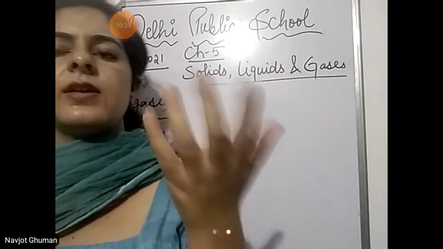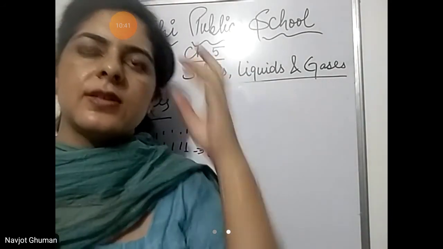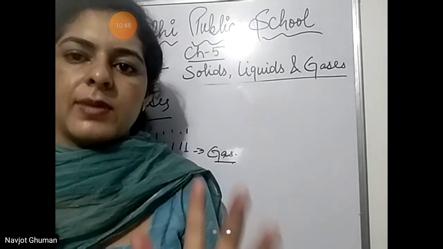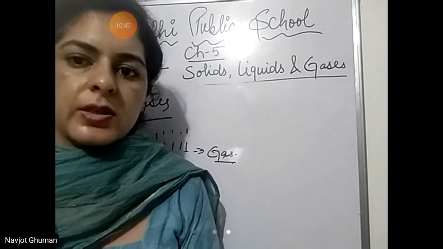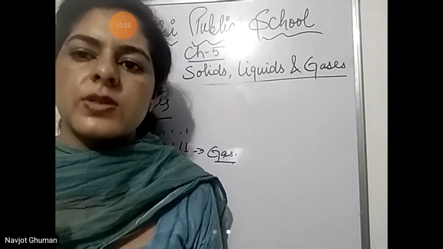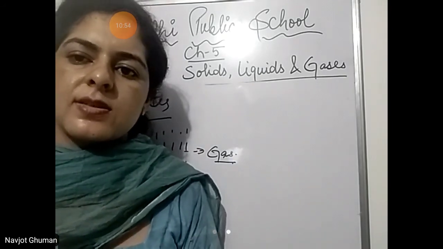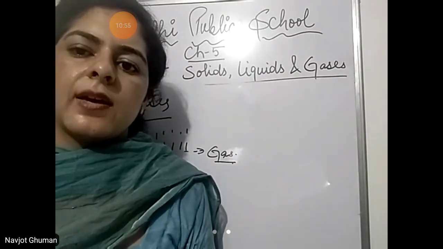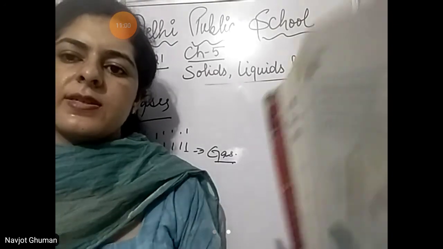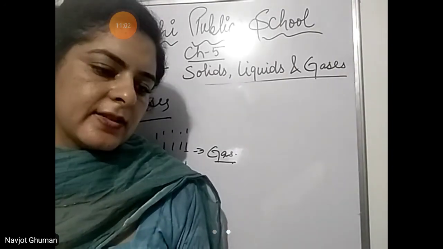We are inhaling oxygen. Oxygen is present in the environment. हम ऑक्सीजन ले रहे हैं, ऑक्सीजन हमें पता है कि environment में present है, but can you see oxygen? आपको visible है oxygen? No, oxygen is not visible to you. So it is a gas. Gases, they are not visible. They cannot be seen. They are all around us. आपके चारों तरफ गैसेस ही गैसेस हैं.